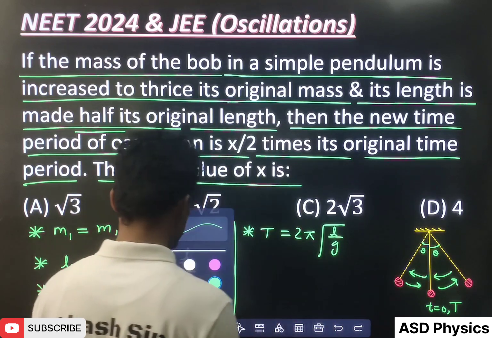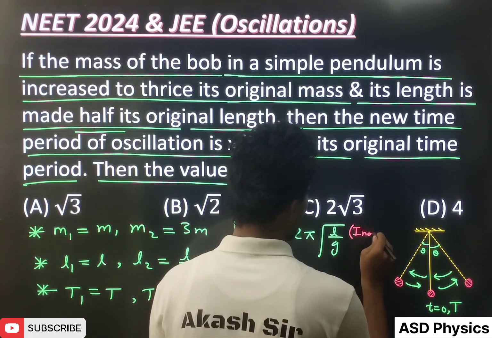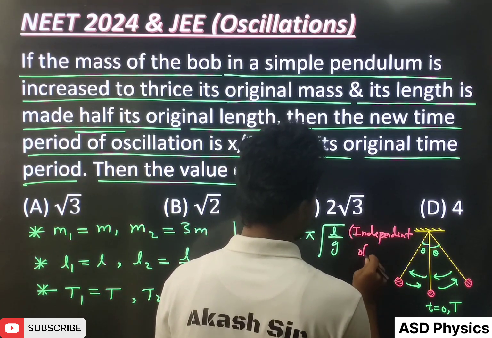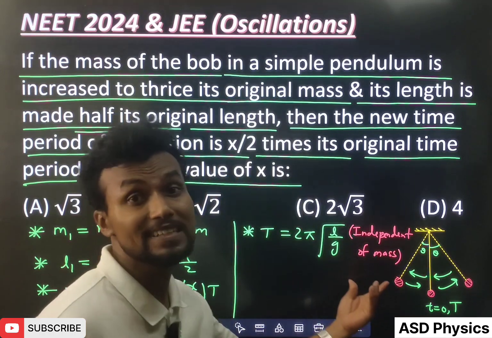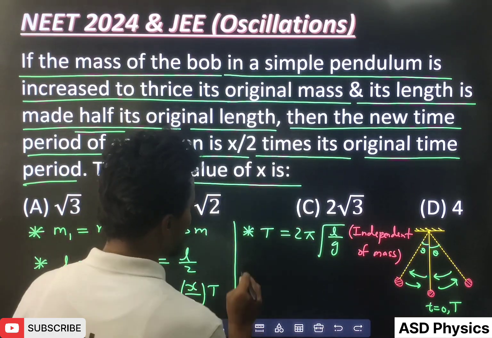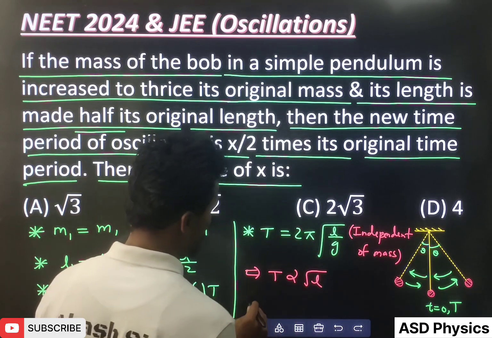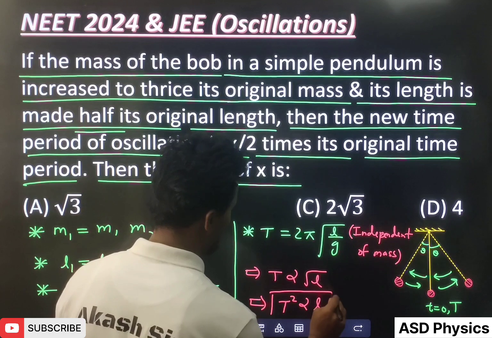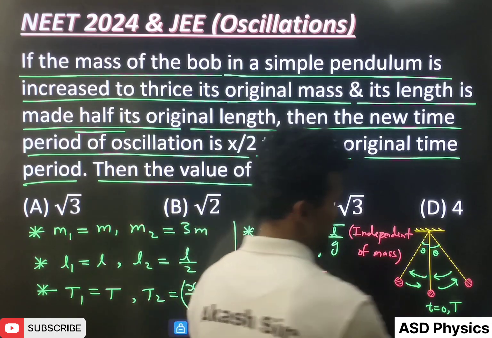You can see there is no mass in this formula. So remember that the time period is independent of mass. Whatever data of mass is given is not applicable, because the time period is independent of mass. From here you can see that T is directly proportional to root L, or T square is directly proportional to L. So from here onwards we have to just continue. We have got T square directly proportional to L.